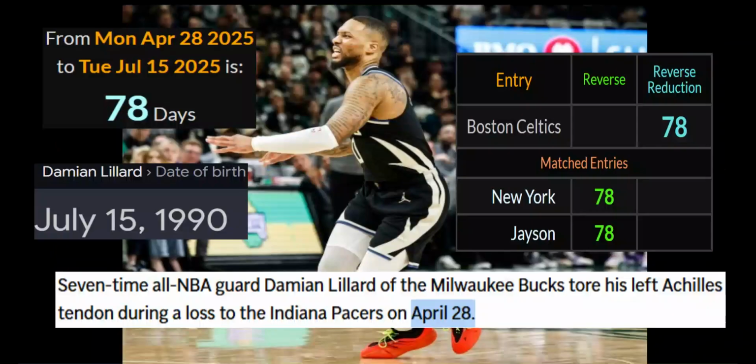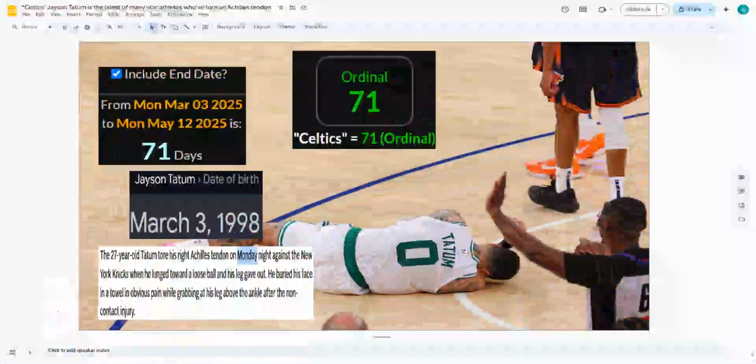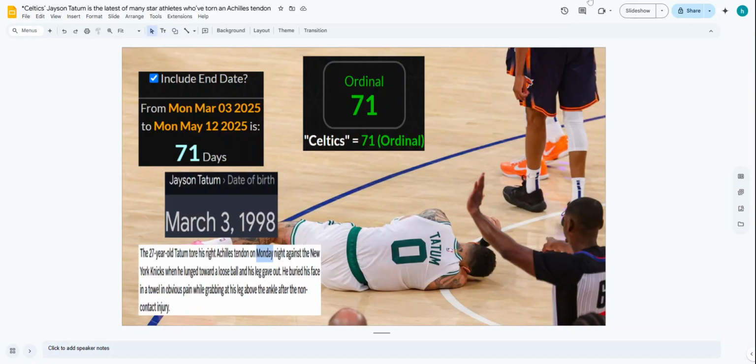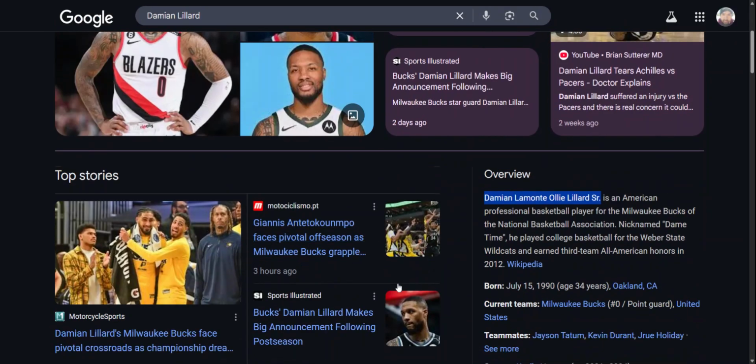Tatum's got the 0 just like Lillard on the jersey. Let's not bypass that. They both wear the 0. And I thought I had the Lillard full name, but let's just go over here. You see right there? Damian Lamont or Lamonte Ollie Lillard Sr. You see that right there? It's simply not a coincidence. Don't forget his birthday's in the 7th month right there.